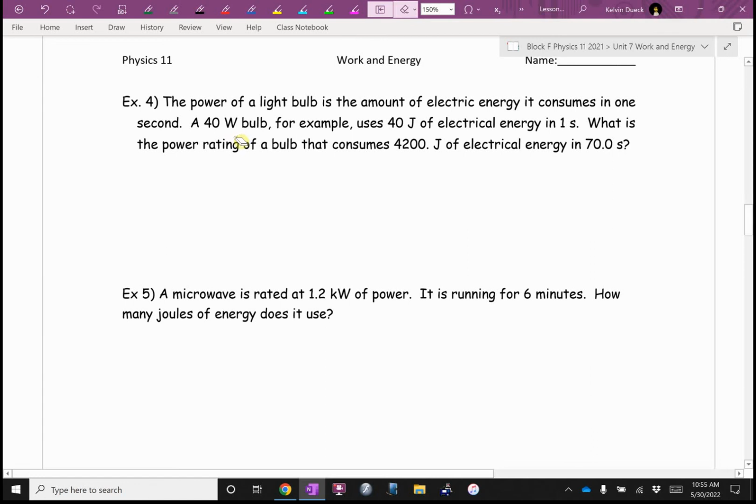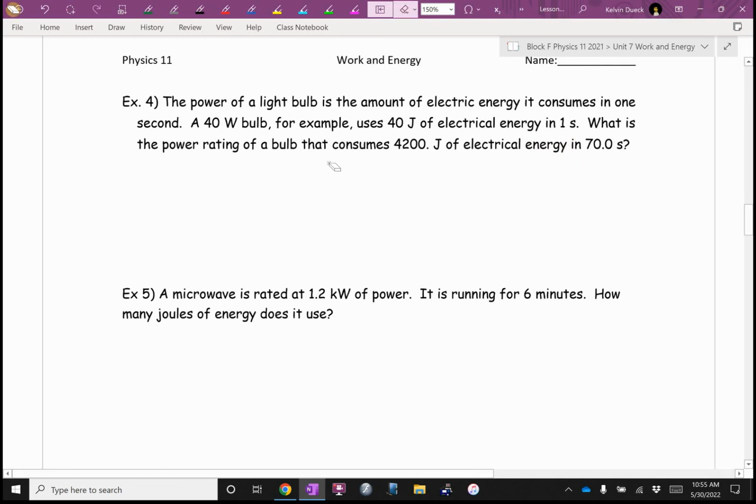Those are measured in watts. The power of a light bulb is how much electrical energy it consumes in 1 second. If you're wondering how you get work out of that, you're moving electrons through a circuit, force times distance. A 40-watt bulb, for example, uses 40 joules of energy in 1 second. A 60-watt bulb uses 60 joules of energy per second.